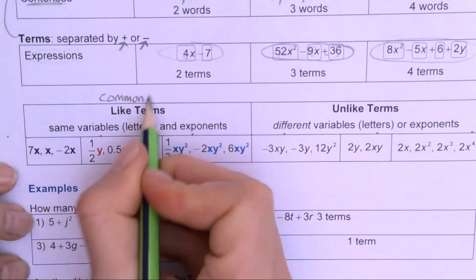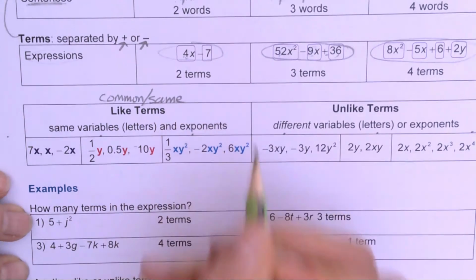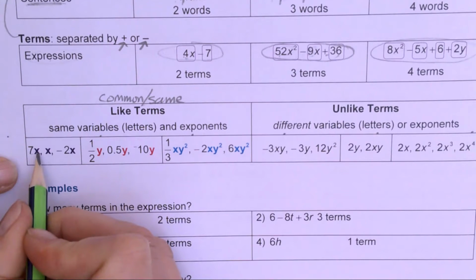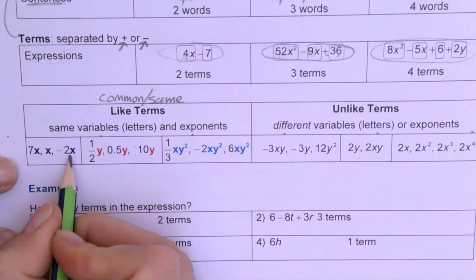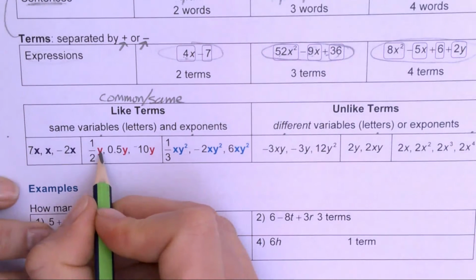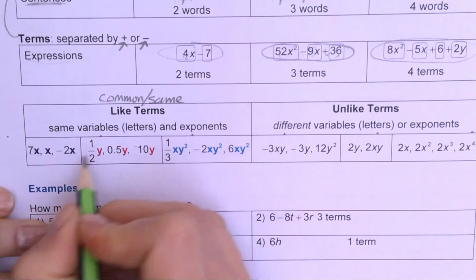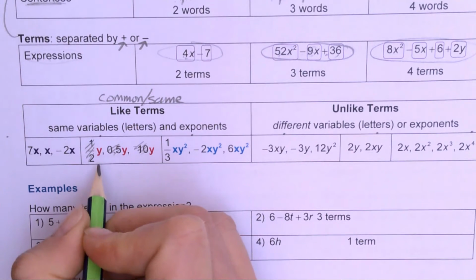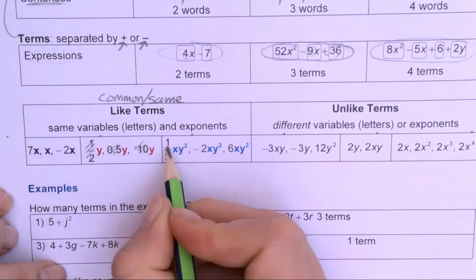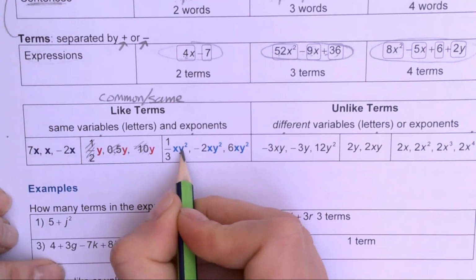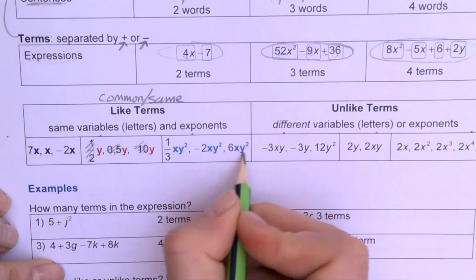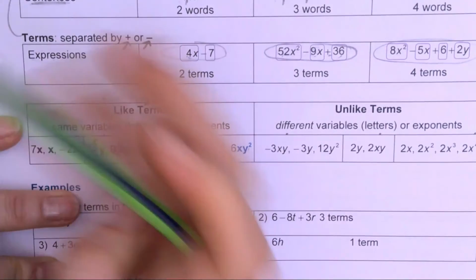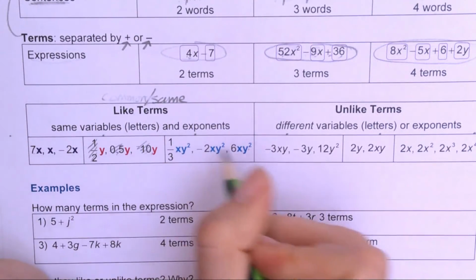Okay. Things that are the same. Here, all of these are like terms because the variable, the letter, is the same, x. Here, each variable is y. We don't care about the coefficient, the number in the front. We just look at the letter, the variable, all the same. Here, 1x, 2y's, 1x, 2y's, 1x, 2y's. So these are like terms. Maybe don't think common, think same. It's much easier. These are the same, okay?